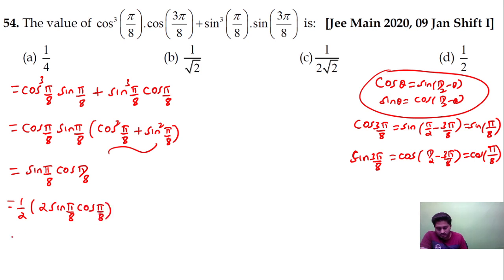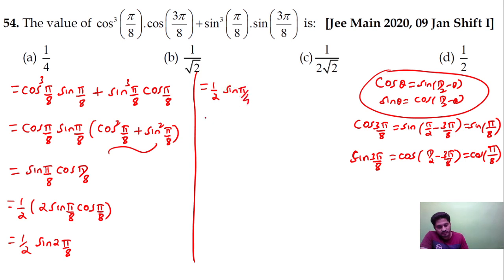2 sine theta cos theta is sine 2 theta. So this is sine 2 into pi by 8. Okay, so this becomes 1 upon 2, this is sine pi by 4. So 1 upon 2, sine 45 is 1 by root 2. You will get 1 divided by 2 root 2. That's the answer, guys. Answer is option C. Alright, let's move to the next question.